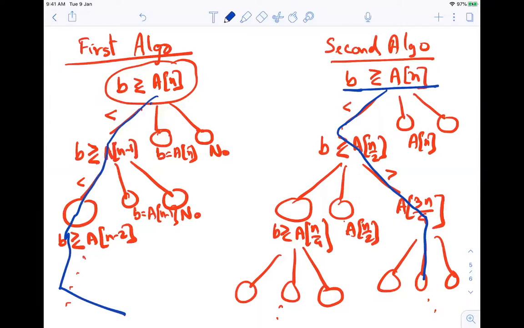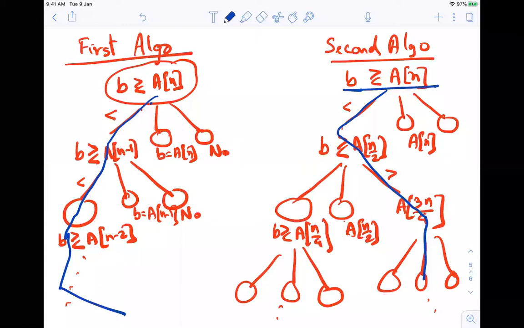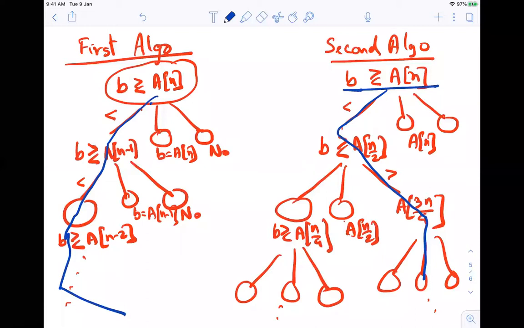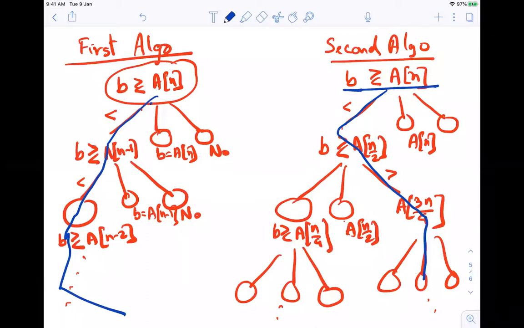Okay, so the decision trees are for a particular algorithm. Every algorithm has a decision tree. The decision trees can have different structures, but all that I care about is the properties of the decision tree. So every decision tree for the search problem will have the property that there will be at least one leaf for B equals a_i. That means the total number of leaves on each decision tree has to be at least n plus 1. Is this clear? Slightly more clear?